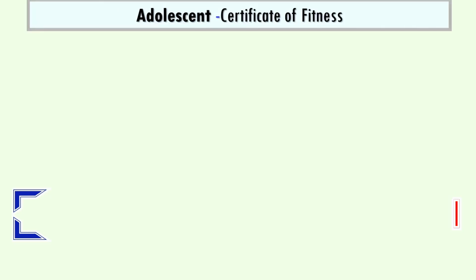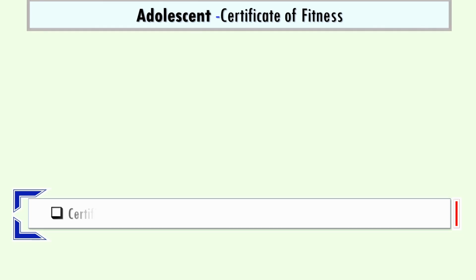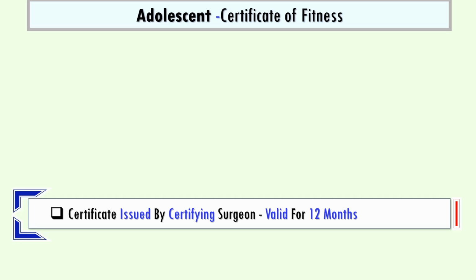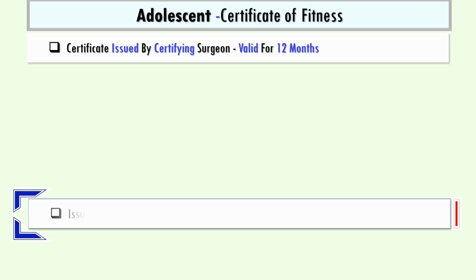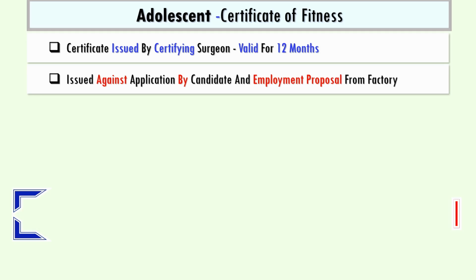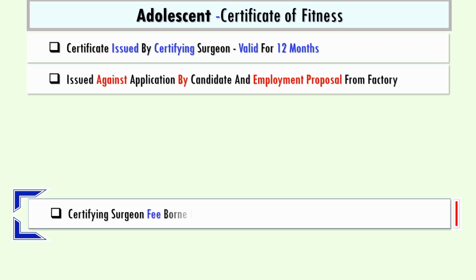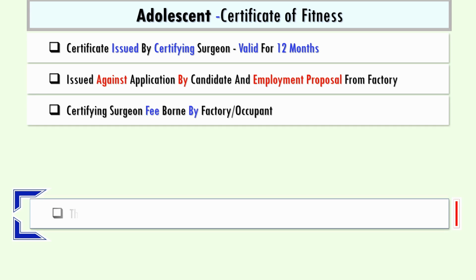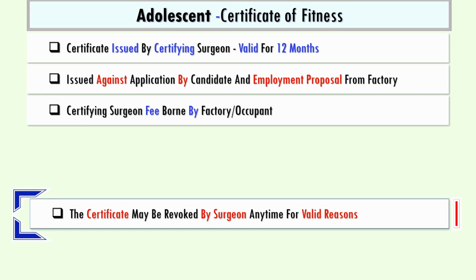The certificate of fitness required to be carried by an adolescent is issued by the certifying surgeon. The certificate is valid for 12 months. It is issued against application by the candidate along with an employment proposal from a factory or establishment. The certifying surgeon claims the fee from the factory or occupant. The certificate may be revoked by the surgeon anytime for valid reasons.